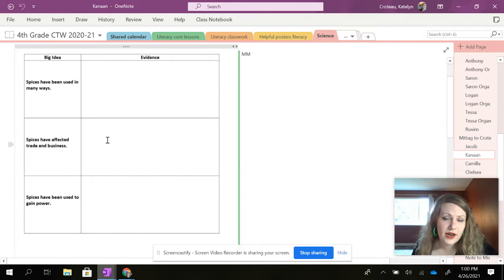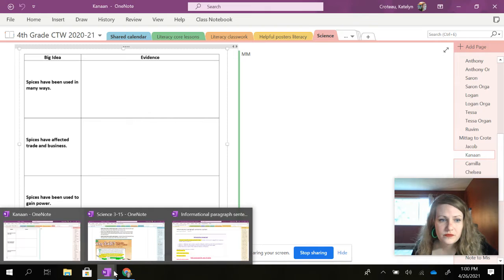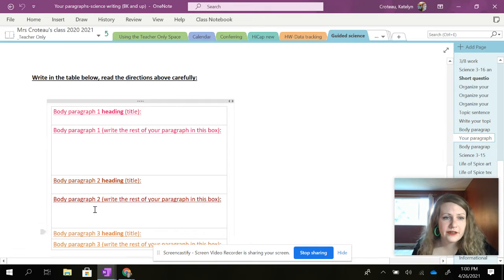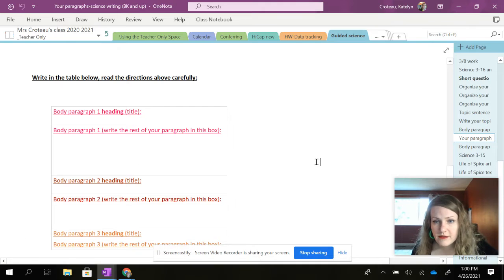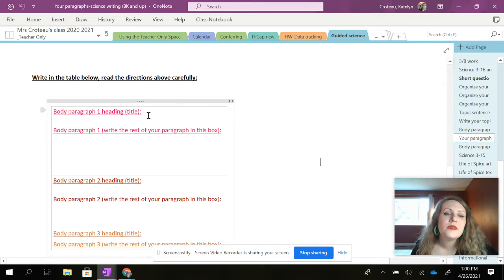Whatever one you have, your goal is to get the evidence done. So whether you're using this note taker today, or the one from my class, or the one from Tranch, which I think is just her having you write straight on the page, evidence is the goal, no matter what note taker you have, okay?